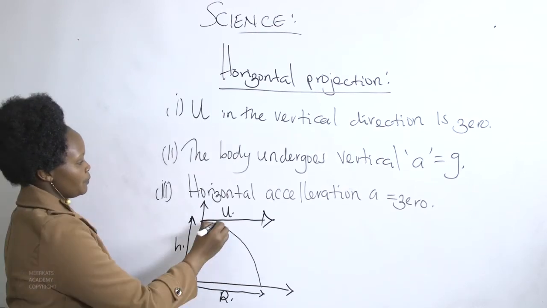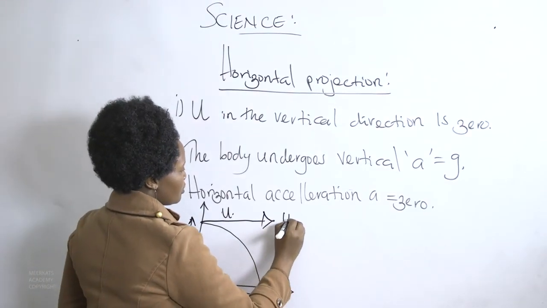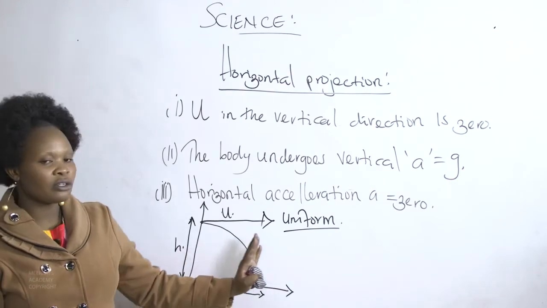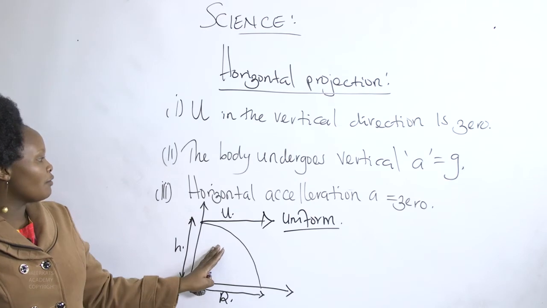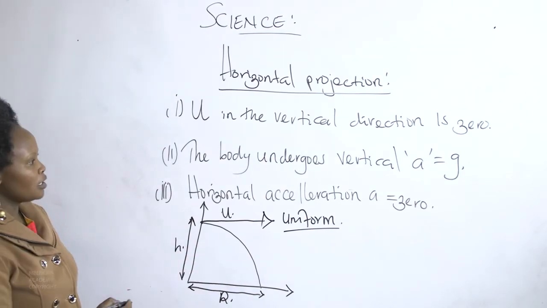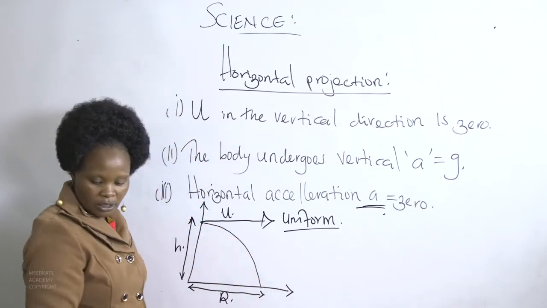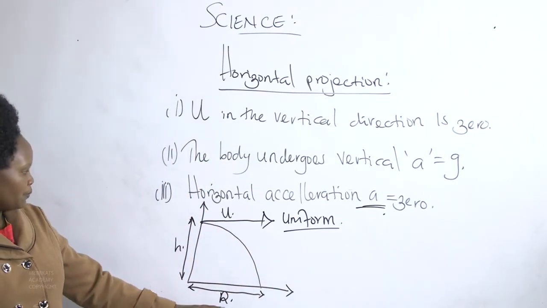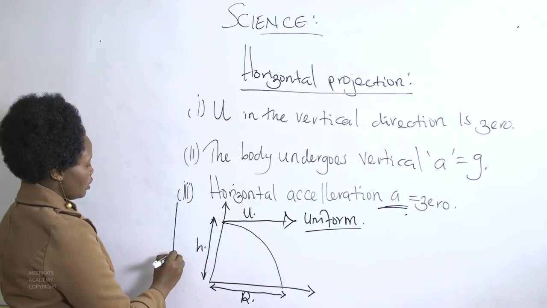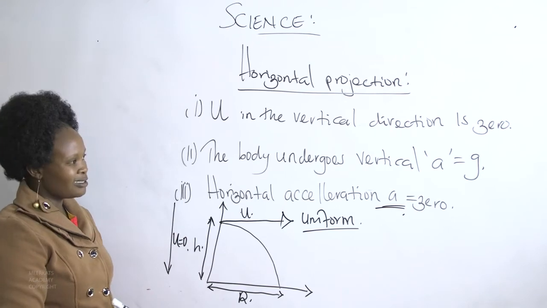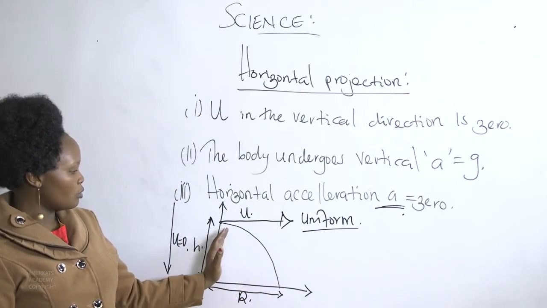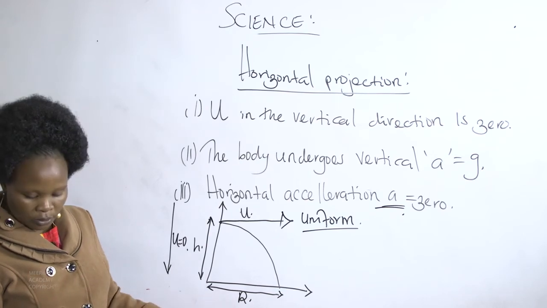And this u is constant. Given that no external forces are acting in the horizontal direction on the body, u is uniform throughout the motion, and that is why we take the acceleration in the horizontal direction to be 0. However, in the vertical direction, as the body experiences free fall, u is 0, although we have g as our acceleration, which will propel the body towards the ground.